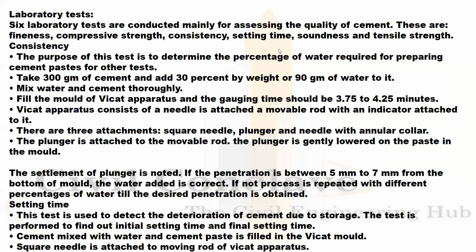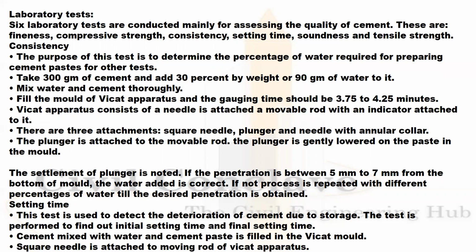See, generally 6 laboratory tests are conducted for ascertaining the quality of the cement. The tests have been already identified. The purpose of this test is to determine the percentage of water required for the cement paste. Take 300 grams of cement, add 30% weight or 90 grams of water to it. Mix the water and cement thoroughly. Fill the mold in the Vicat apparatus and the gauging time should be 3.75 to 4.25 minutes.